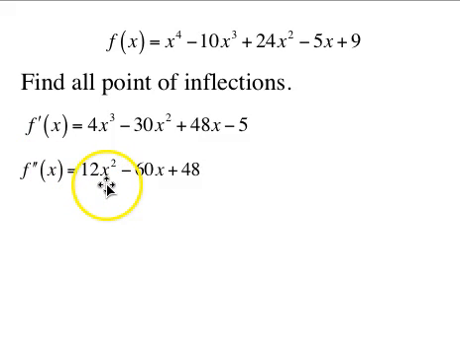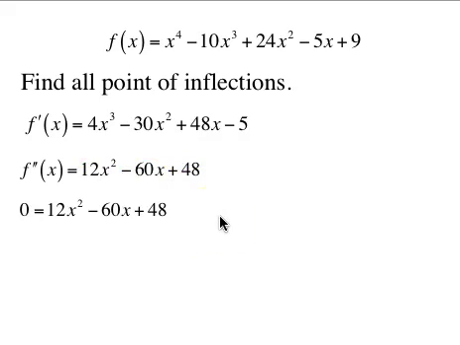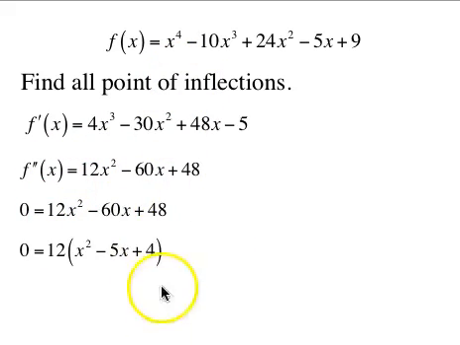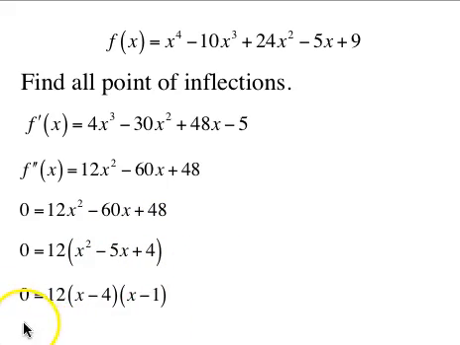Factoring a 12 out, that will give me x squared minus 5x plus 4. Setting it equal to 0 first, of course. Point of inflection is when the second derivative is 0. Then factor out the 12. Factoring this, we get x minus 4 times x minus 1. So if that equals 0, either x minus 4 is 0 or x minus 1 is 0.